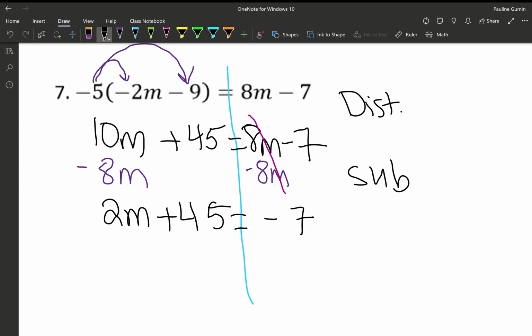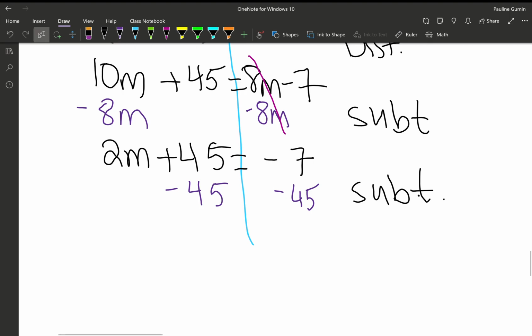Next, I'm going to move 45 over to the right side. And because it's a plus 45, I'm going to subtract 45 from both sides. On the left, I have 2m. 45's cancel. On the right, I have negative 52.